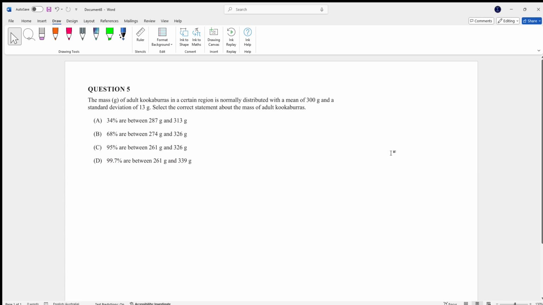So, question 5. The mass of adult kookaburras in a certain region is normally distributed with a mean of 300 grams and a standard deviation of 13 grams. Select the correct answer about the mass of the adult kookaburra.